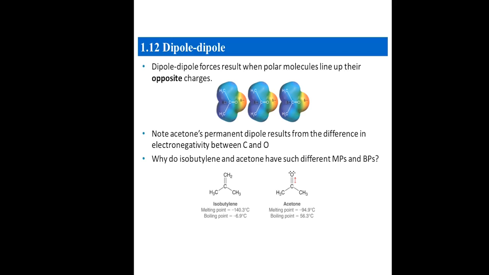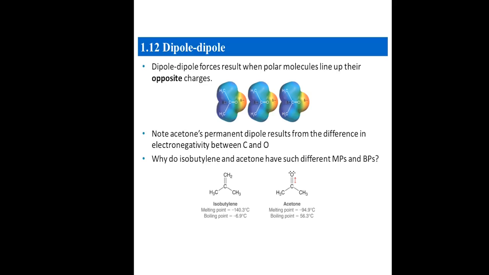So if you look at isobutylene and compare it with acetone, you notice that the melting point and boiling point in acetone are higher than these properties in isobutylene. Why is that? If you compare these two structures, you notice that in isobutylene we replace this carbon with an oxygen in acetone. Isobutylene doesn't have any polar bonds, meaning that the whole molecule is nonpolar.